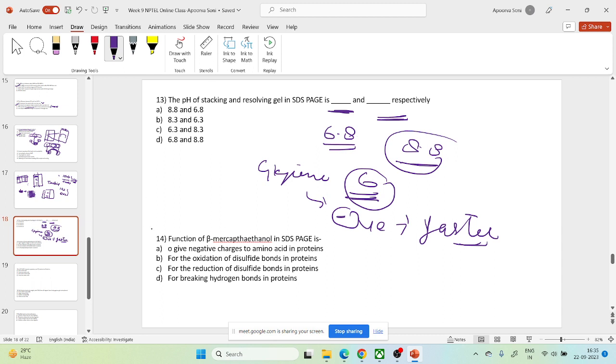Anyways, we come to the next question. Function of beta mercaptoethanol in SDS-PAGE is to give negative charge to amino acids in proteins, for the oxidation of disulfide bonds, for the reduction of disulfide bonds, and for breaking hydrogen bonds.